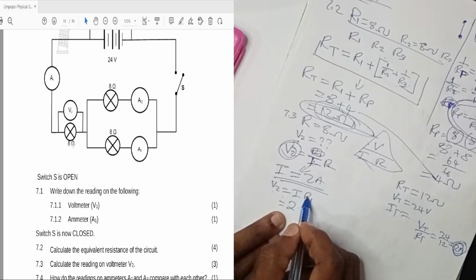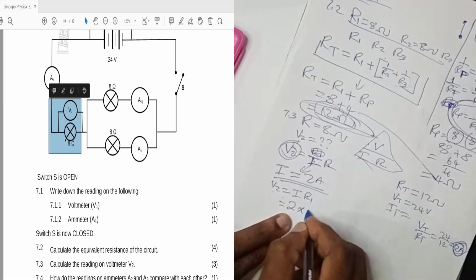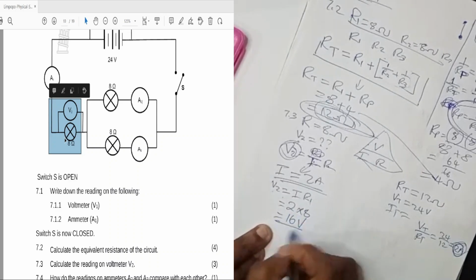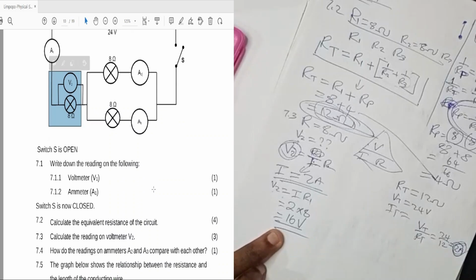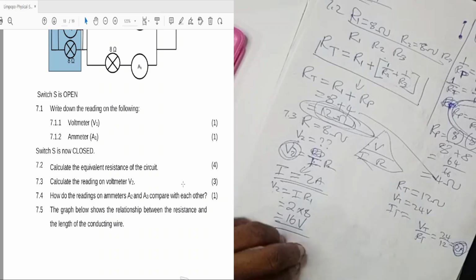Then what about R1? Let's name this R1. Then times 8. Then the answer here is 16 volts. So this is the answer we get. You got it? Let's move to the next one now.